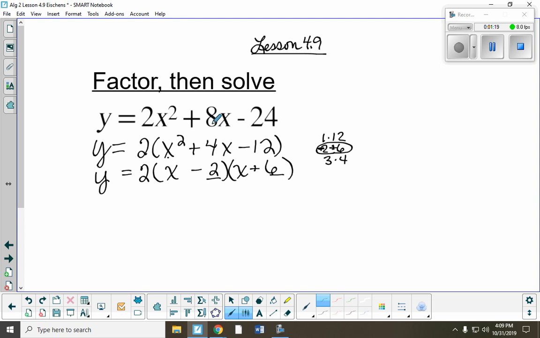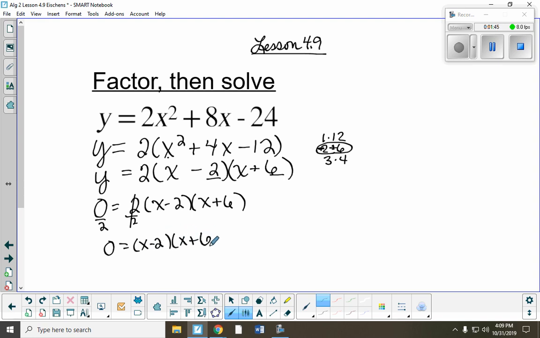Now, if I said to solve the equation, remember to find an x-intercept, the value of y is 0. So you put in a 0 right here. And if we were solving, the first thing we could do is divide both sides by 2, and this would cancel. 0 divided by 2 is 0, and then you have x minus 2 times x plus 6.